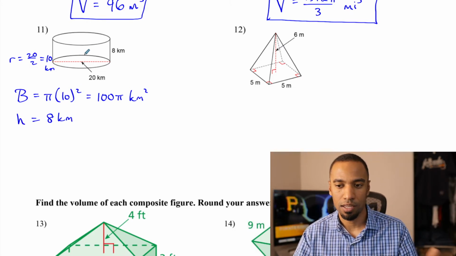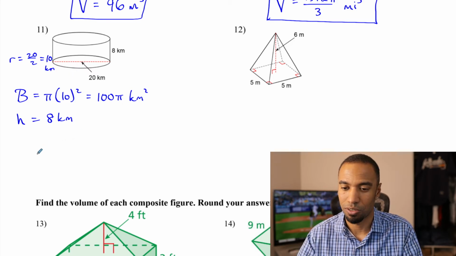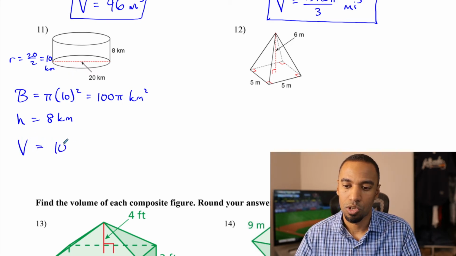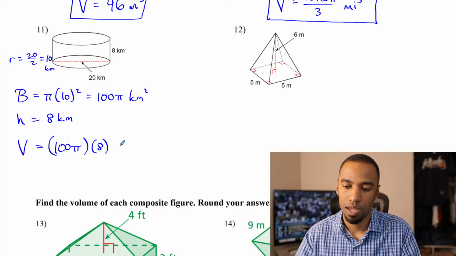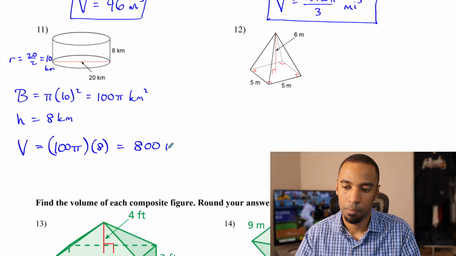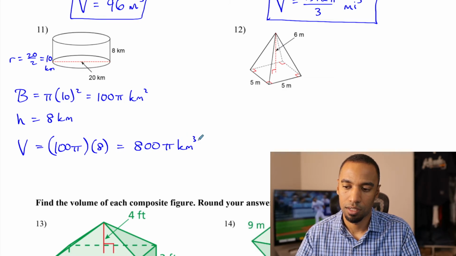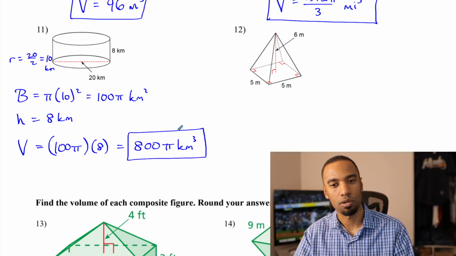Your volume of any prism, including circular prisms like cylinders, is area of base times height. So it's 100 pi times 8, and that's 800 pi cubic kilometers, like that. That's your final answer in terms of pi. We're done.